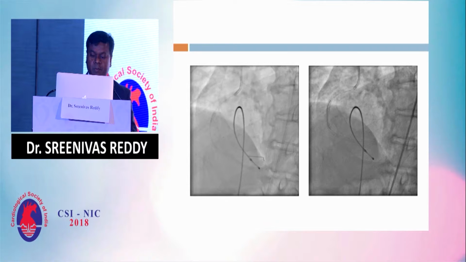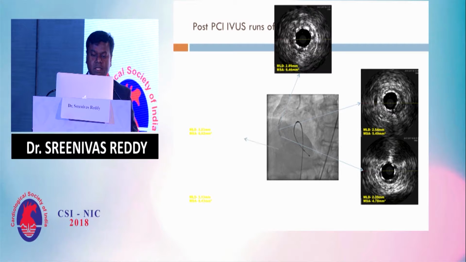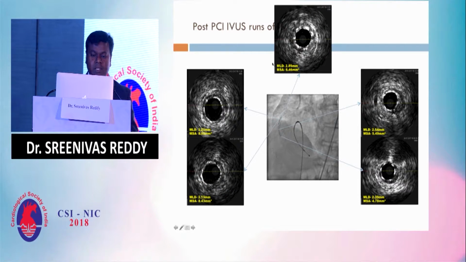So the PCI was performed in this patient, and post-PCI you should look again at the prior imaging. You could get a large luminal diameter where the second stents were implanted.